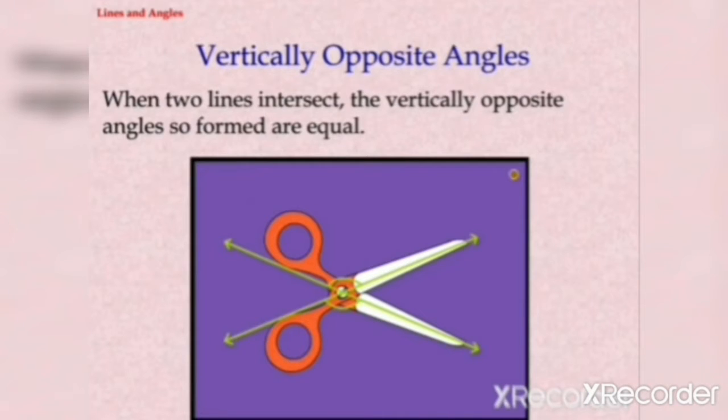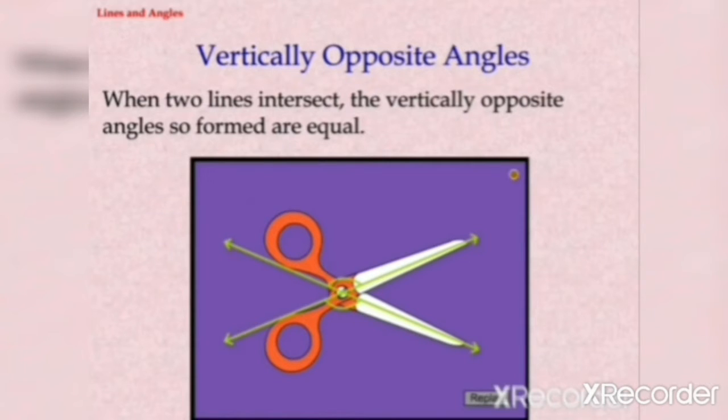Next point to remember is vertically opposite angles. When two lines intersect, when two lines cross each other, the vertically opposite angles are formed. Here you can see pair of vertically opposite angle. This is one pair and another pair is this one. These are the pairs of vertically opposite angles.